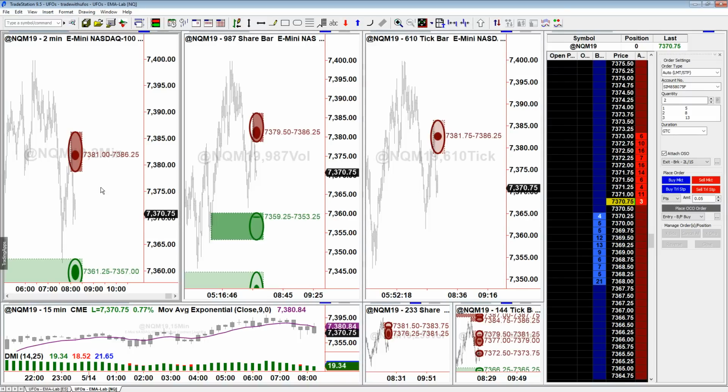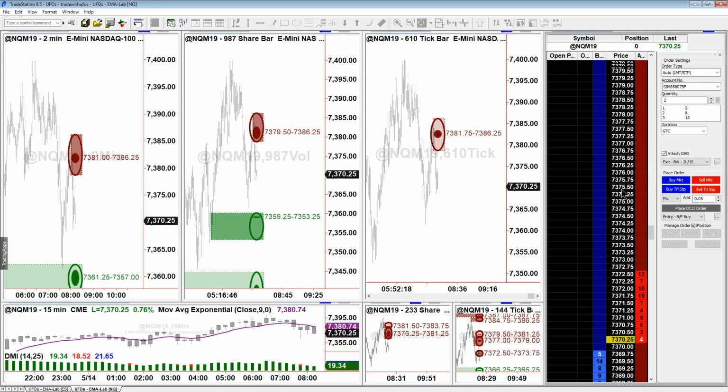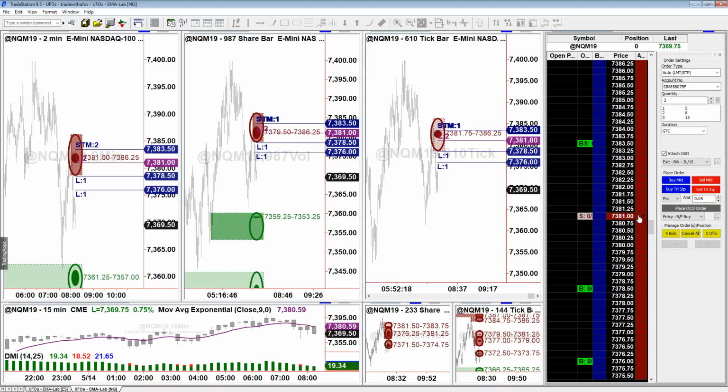But anyway, let's go for it. I'm just going to enter the trade using the matrix. 81. I'm going to scroll up to find 81. Here is my 81, and what I'm going to do here is just click. I have two contracts selected, so the moment I do that, I have an order in for two contracts.